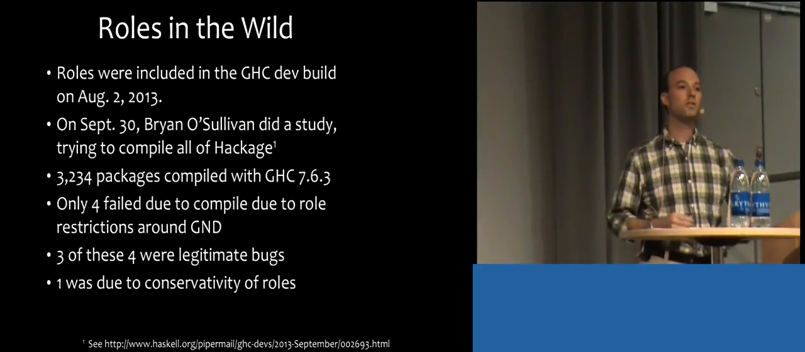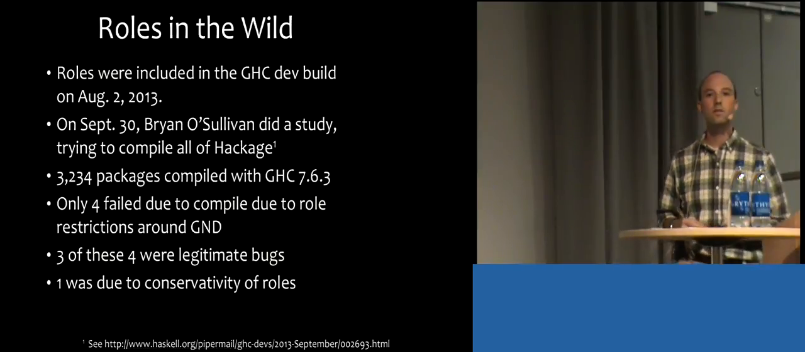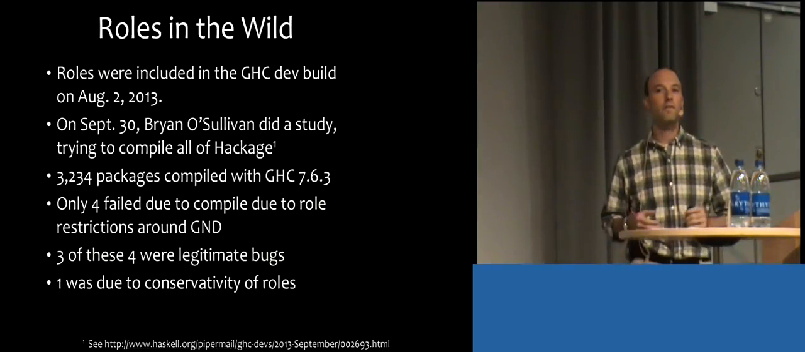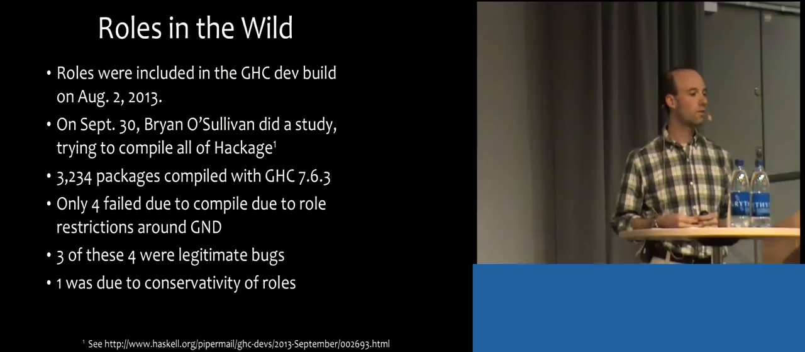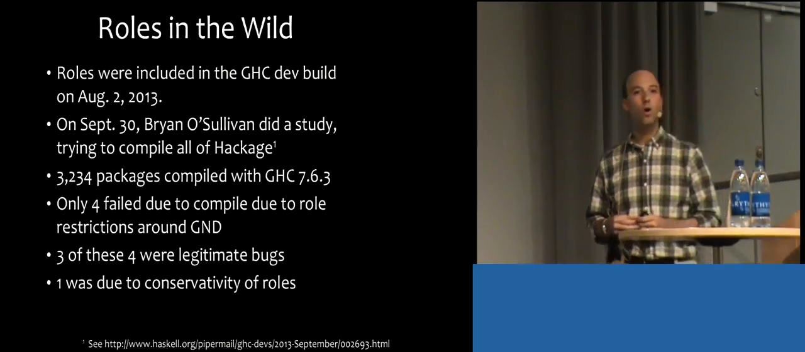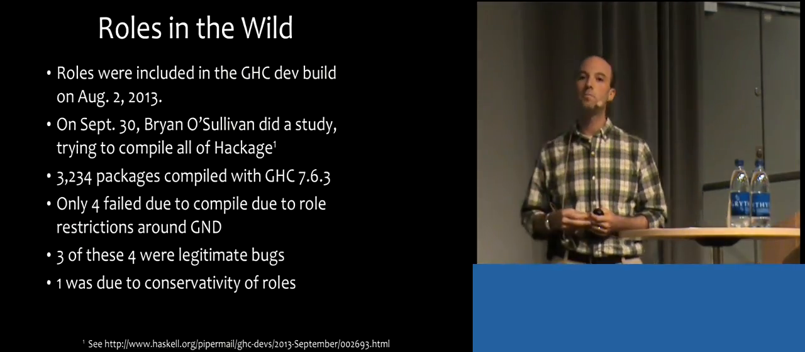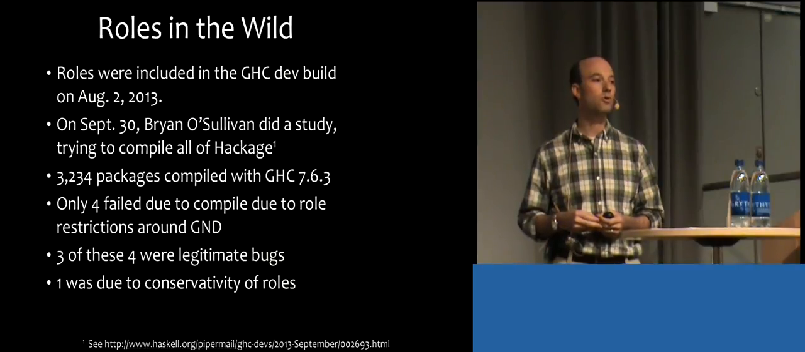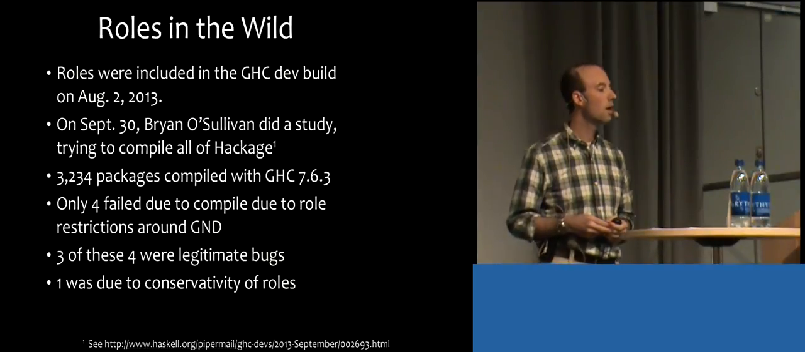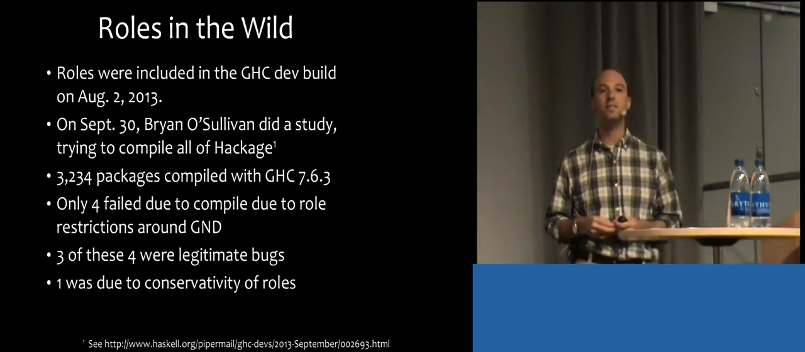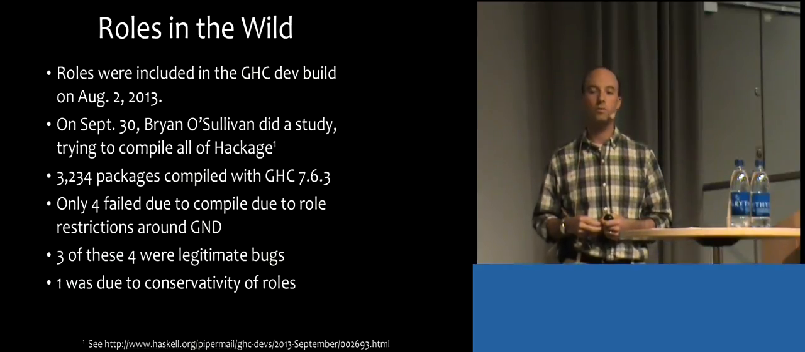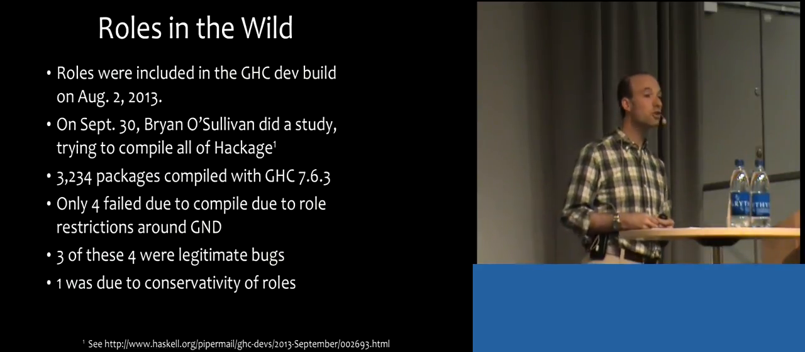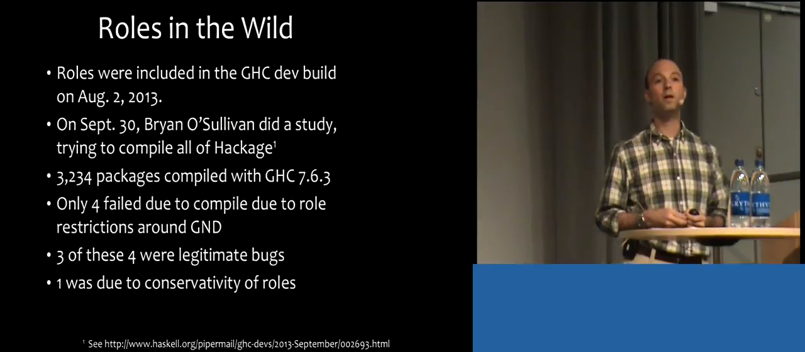Last year, roles were pushed to the development build of GHC in August. By the end of September, Brian O'Sullivan tried to compile all available open source packages on the Hackage server. Of those, a little over 3,000 compiled with 7.6.3, which was the most recent released version at the time. Only 4 of those 3,000 didn't compile because of role problems. And actually 3 of those 4 were real bugs in those programs.